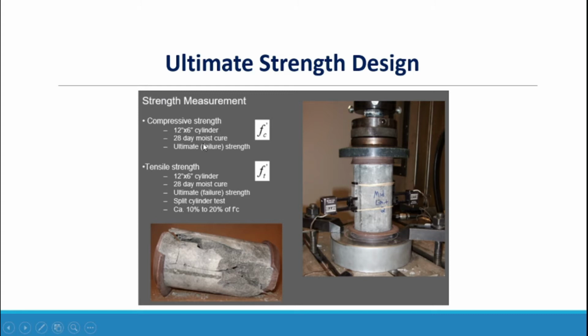And for the strength measurement, for the compressive strength, we have f'c, which is the concrete design compressive stress, from a 12-inch by 6-inch cylinder, 28 days moist cure, the ultimate failure strength. So this is the sample test for compressive strength. We can find the value for f'c, the concrete design compressive stress. And for the tensile strength, we have f't, the concrete design tensile stress. And the same, 28 days moist cure, the ultimate or failure strength, split cylinder test, at 10% to 20% of f'c.